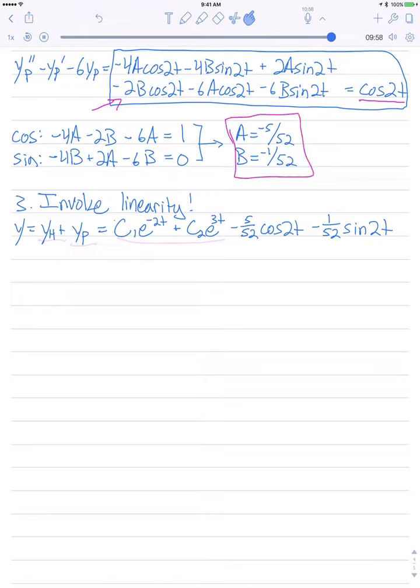And then the last thing that I have to do is to invoke linearity. So I add the homogeneous solution and the particular solution. Homogeneous solution is what it was before. Particular solution is what we found right above.